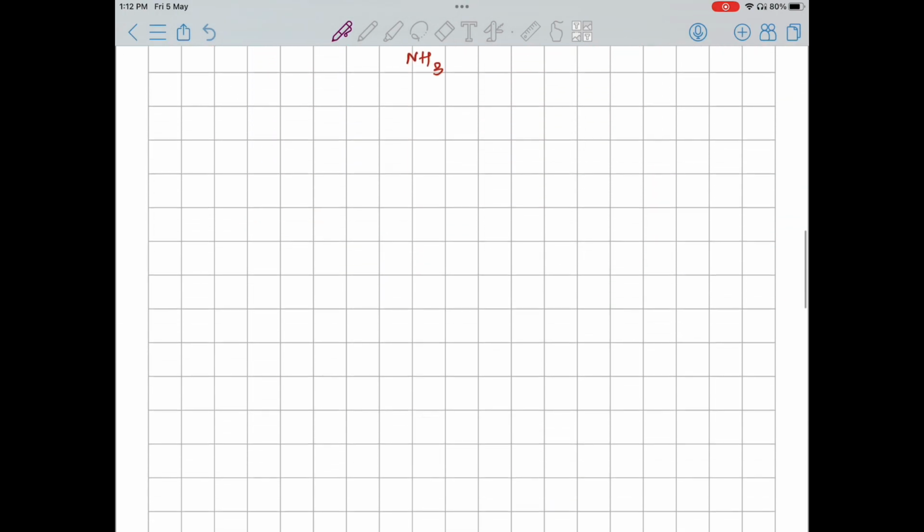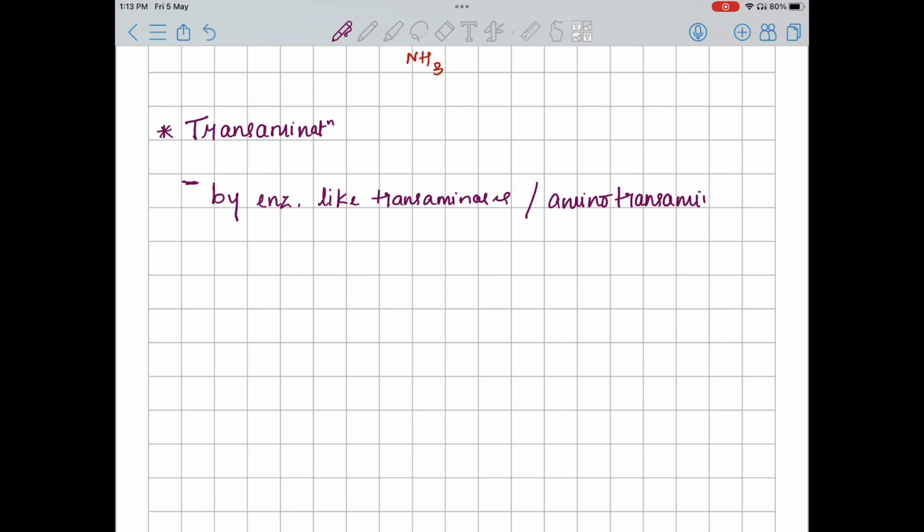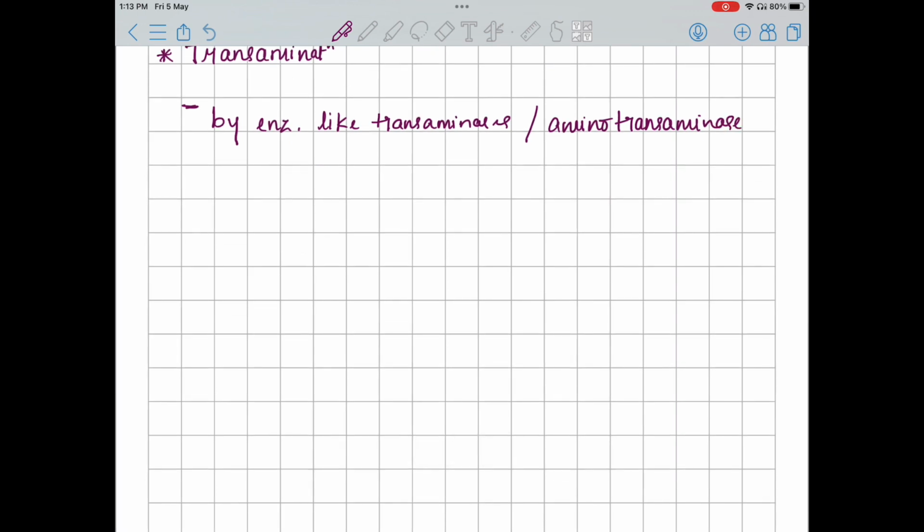So after the entire overview, we'll go to transamination process. We saw transamination occurs in all the cells of our body. So it can occur with the help of certain enzymes, the common enzyme, that is transaminases, which can also be called by another name, that is amino transferases, which transfer amino group. Amino transferases, that's not amino transaminase.